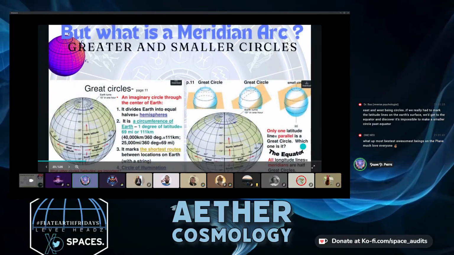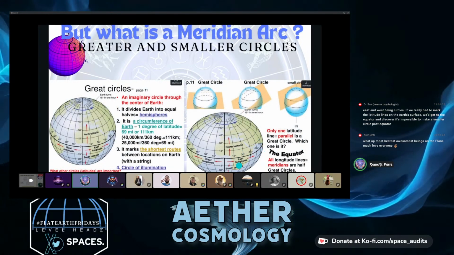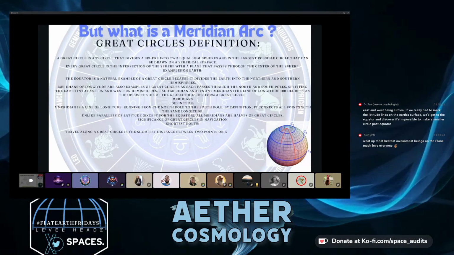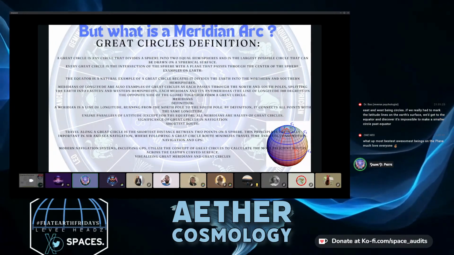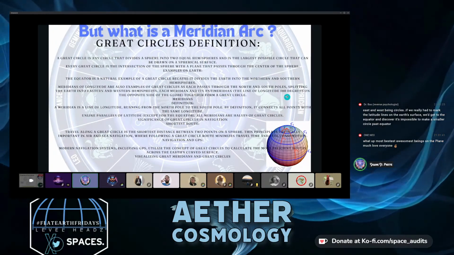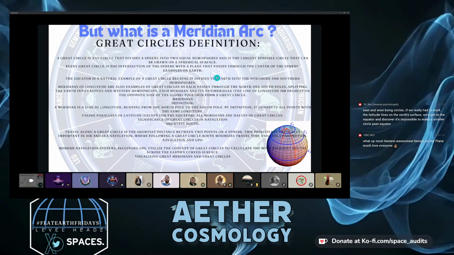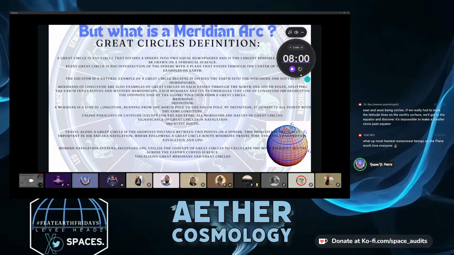Going back to greater and smaller circles, this is just real quick. One bigger circle, every other circle is small circles. So it is, like I said, inherently spherical is the characteristic we're going to take away. Every great circle is the intersection of the sphere with the plane. That is actually super important.